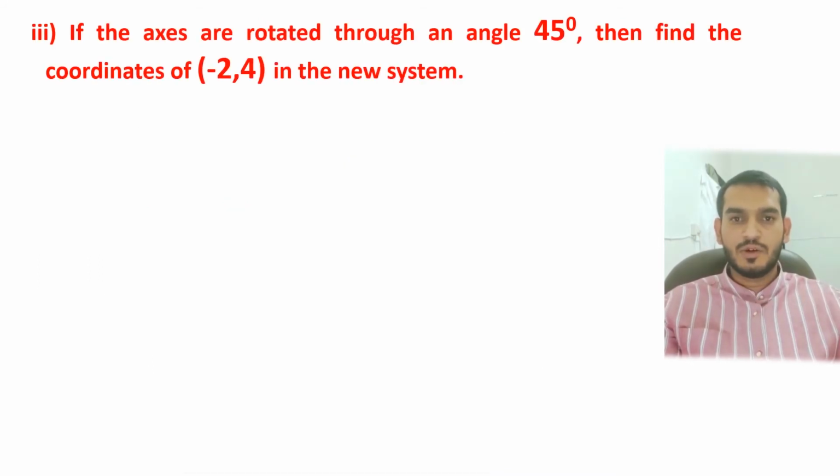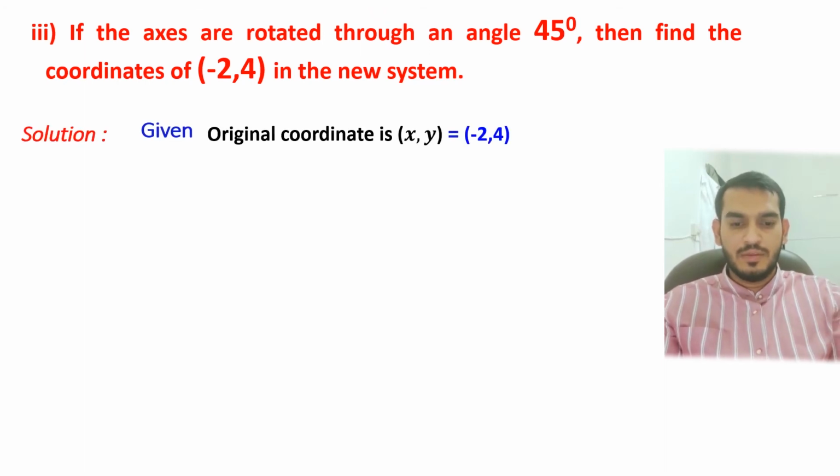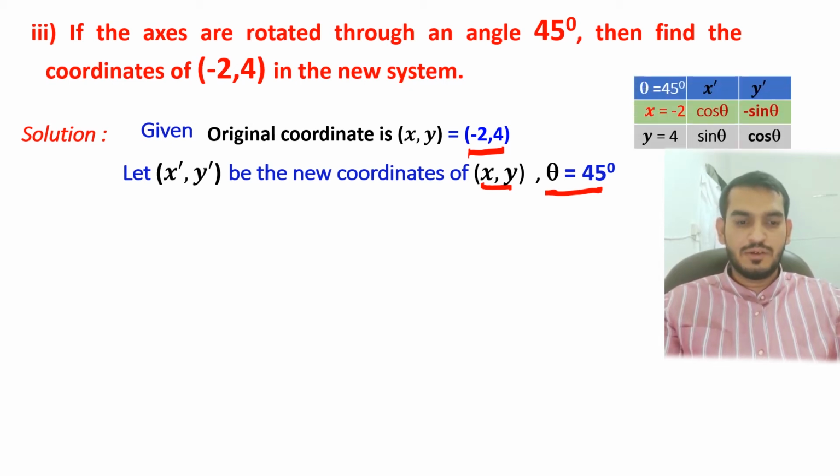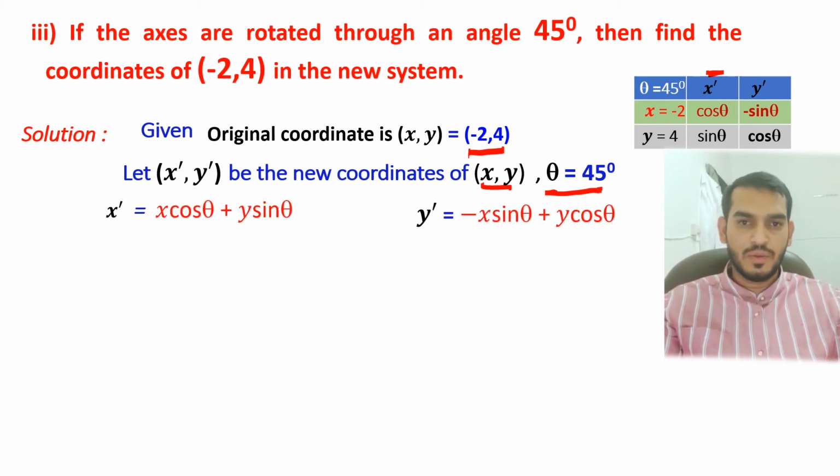If the axes are rotated through an angle of 45 degrees, then find the coordinates of (-2, 4) in the new system. Given original coordinates are (-2, 4), let (x', y') be the new coordinates of (x, y), and the angle of rotation theta is given as 45 degrees. So from the table we can write x' = x cos theta + y sin theta, and y' = -x sin theta + y cos theta.